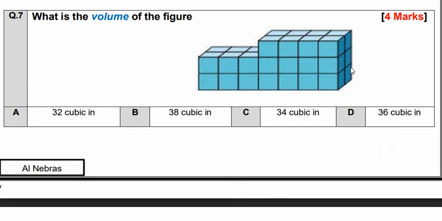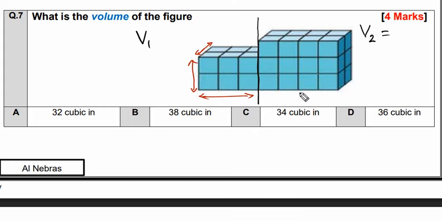Now the next question is again about volume, but this time this is a different figure. Now it's not easy, right? So first what you will do, you will break this figure in two parts. One part is this and another is this. So here volume 1 and here volume 2. Now you need to know where is length, width and height. So for this is the length and this is the width and this is the height.